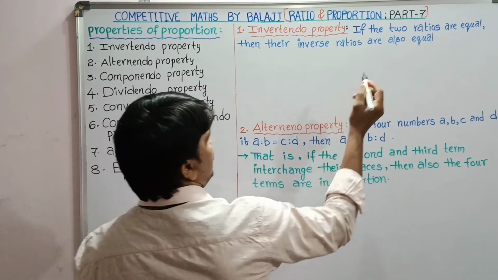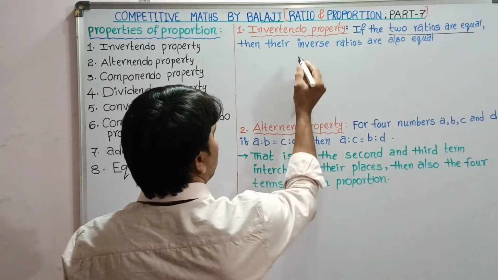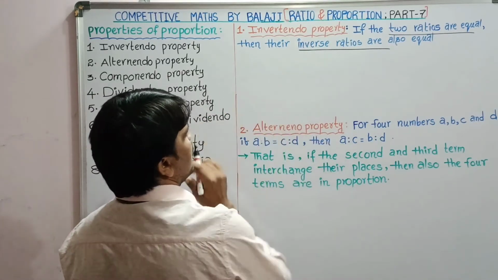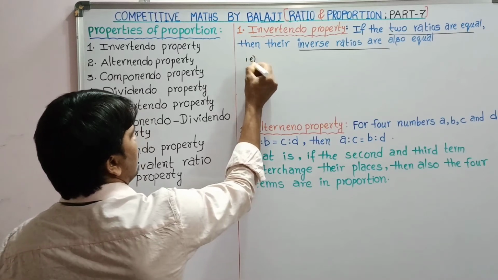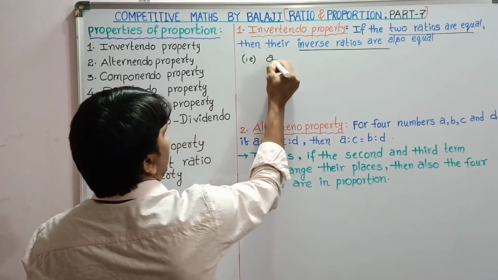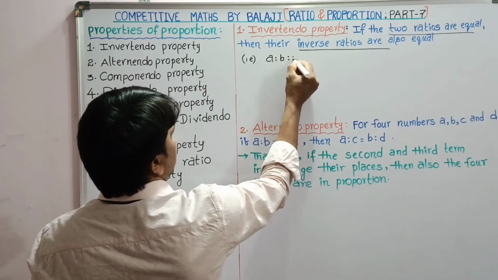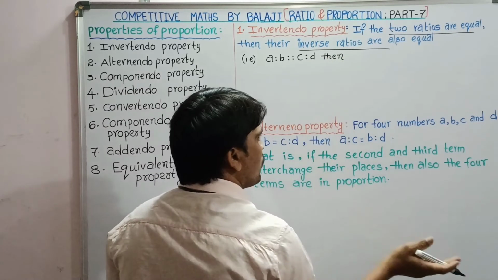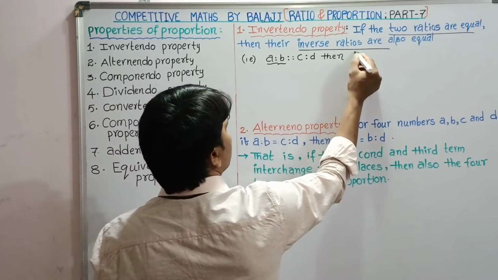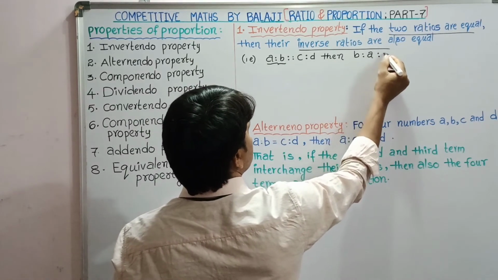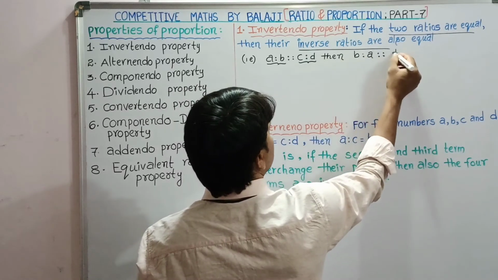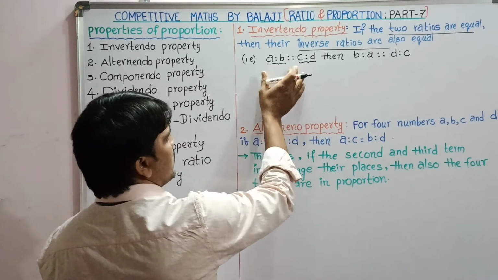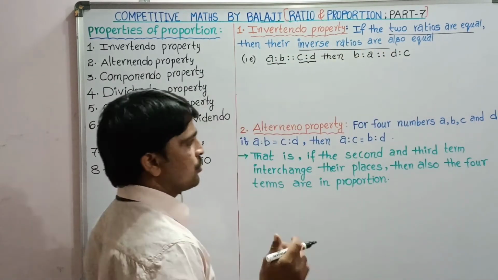Invertendo property. If two ratios are equal, then their inverse ratios are also equal. This property is known as invertendo property. That is, if A is to B is as C is to D, then the inverse ratios are also in proportion. What is the inverse ratio of A is to B? That is B is to A, as the inverse ratio of C is to D, that is D is to C. They are also in proportion. If A, B, C, D are in proportion, then their inverse ratios B, A, D, C are also in proportion.